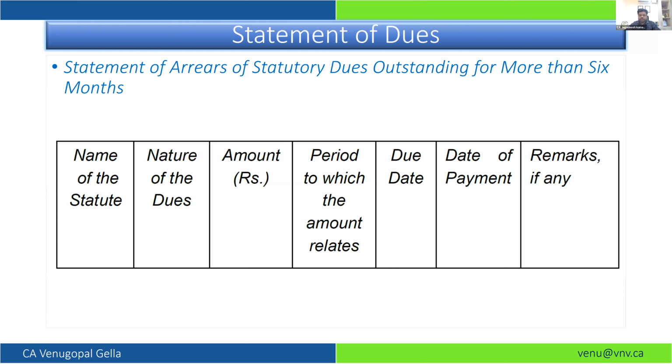That's the period you have to mention, and the due date, when the liability has to be discharged. For the Jan month, the liability is on 20th Feb, right? So 20th Feb, you have to put there. And the date of payment. If the payment has been made subsequent to the balance sheet date, that is, if the payment is made in the month of July, that date you need to put here. And the remarks, if any.